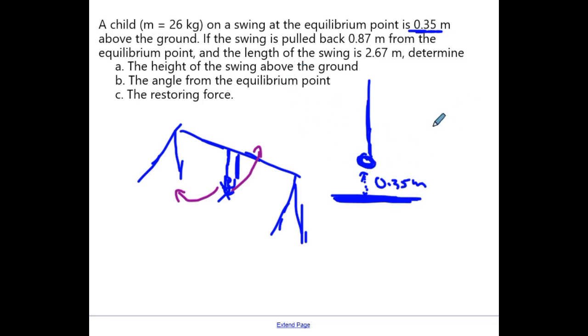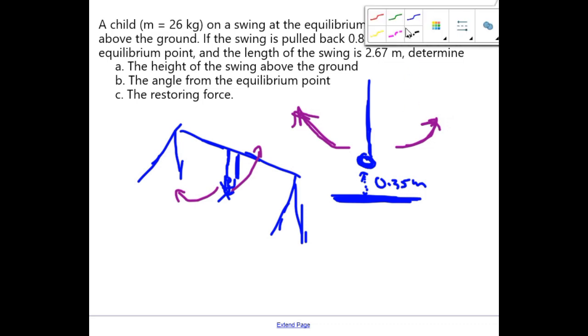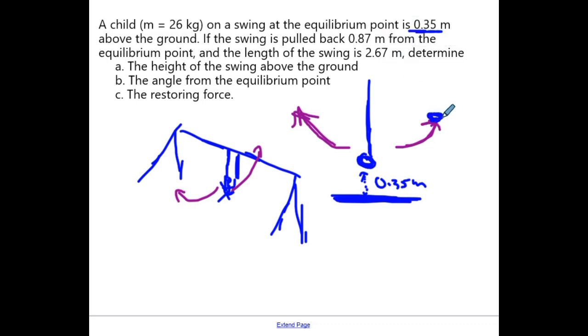But as the swing swings back and forth, if I take my purple and illustrate the same way, let's curve that a bit more, it's going to swing back and forth like this. At some point, your child, which is a pendulum on the swing, is going to be over here. And it says that it was pulled back 0.87 meters. The other thing you're being told is the length of the swing itself is 2.67 meters.